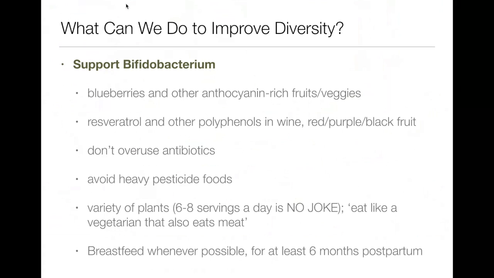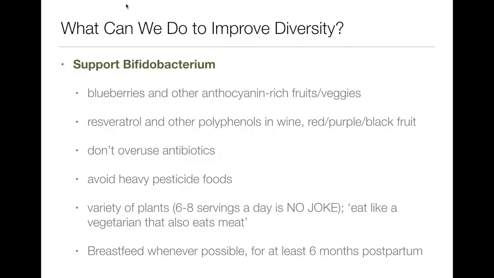and that's just life in general at this point. We can feed them anthocyanin-rich fruits, which are fruits with a blue or purple color to them. Anthocyanin is a polyphenol associated with blues and purples in plants. This polyphenol is like bifidobacteria's favorite meal, and it's been shown to improve abundance of that bifidobacteria. There's also the red polyphenols in wine and purple, black, and red fruits.